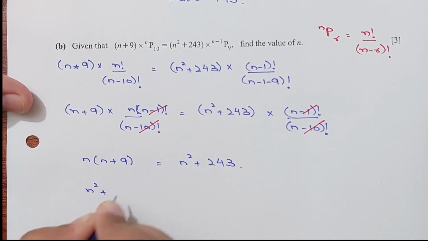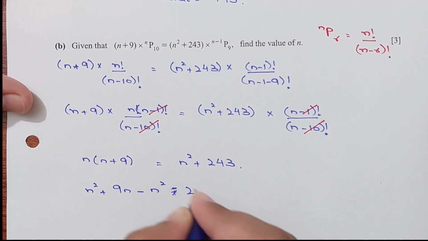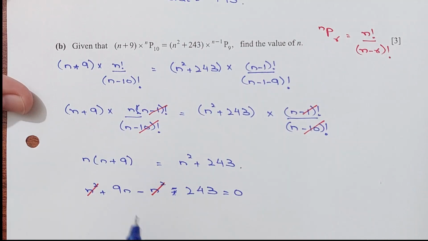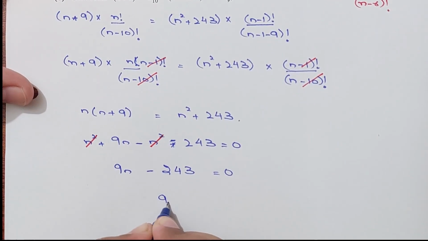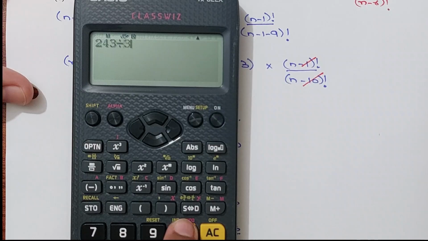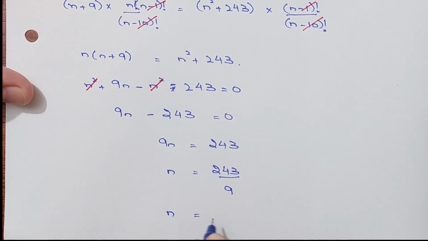n square plus 9n minus n square minus 243 equals 0. Right. Cancel positive n square and negative n square. So we have 9n minus 243 equals 0. Right. So we have 9n equals 243, and here n would be equal to 243 over 9. 243 divided by 9 is 27. So here n equals 27.